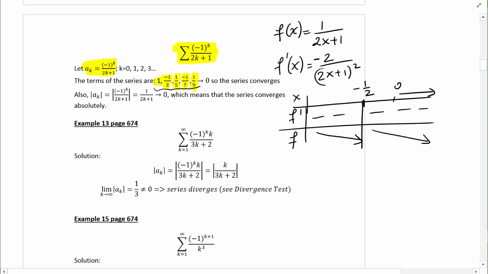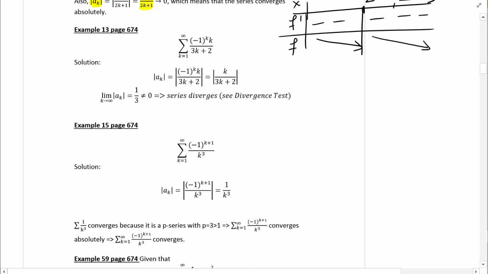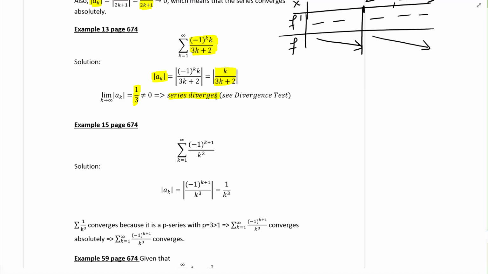And here, when you take the absolute value of a sub k, you get this term and it's approaching 0, then we can say that the series converges absolutely. Now, if we take a look at this problem and we consider this our term a sub k and we calculate the absolute value of that, we get this term. And if we calculate the limit as k approaches infinity of the absolute value of a sub k, we get 1/3, which is not 0. So basically our series diverges based on the divergence test. I didn't even do the comparison, the alternating series test anymore.